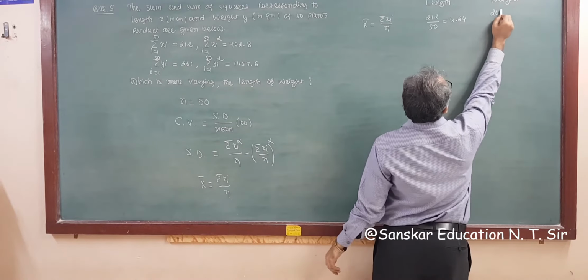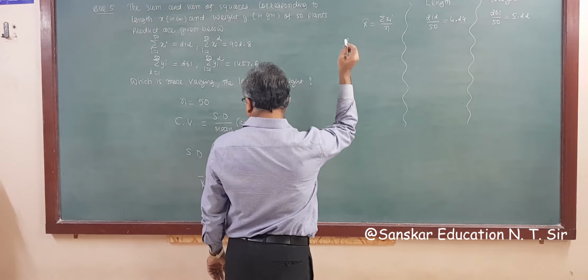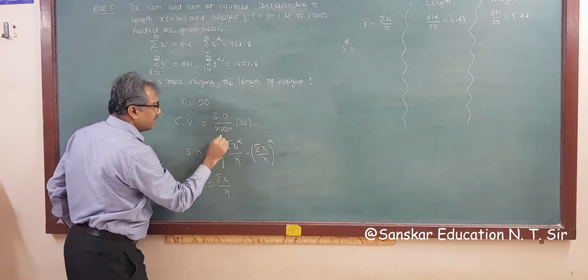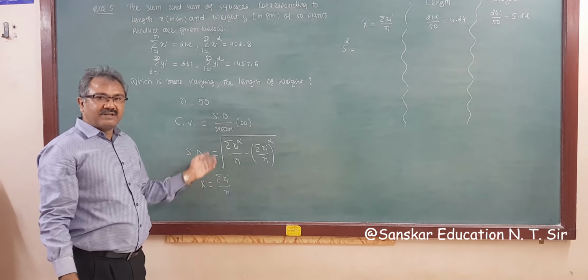So if we divide by 5525, we get 5.25. This is for weight and this is for length. This is x bar. Now variance. Variance is s square. For the standard deviation formula we have to write the square root, but for variance it's without, right?